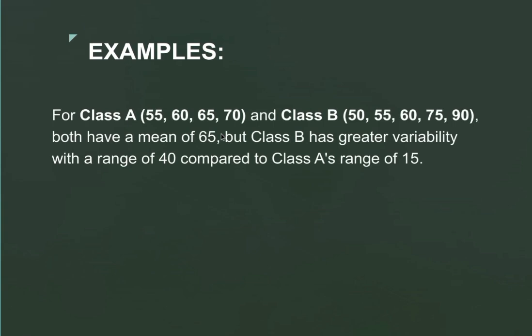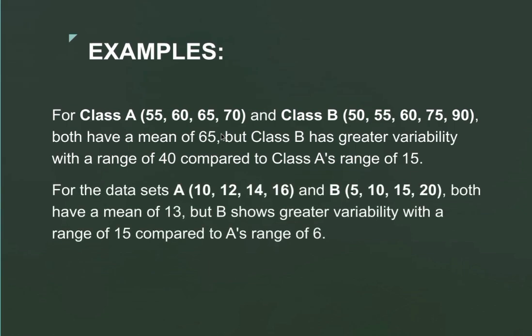Examples: for Class A, 55, 60, 65, and 70, and Class B, 50, 55, 60, 75, and 90. Both have a mean of 65, but Class B has greater variability with a range of 40 compared to Class A's range of 15. For the data sets A: 10, 12, 14, and 16, and B: 5, 10, 15, and 20, both have a mean of 13, but B shows greater variability with a range of 15 compared to A's range of 6.